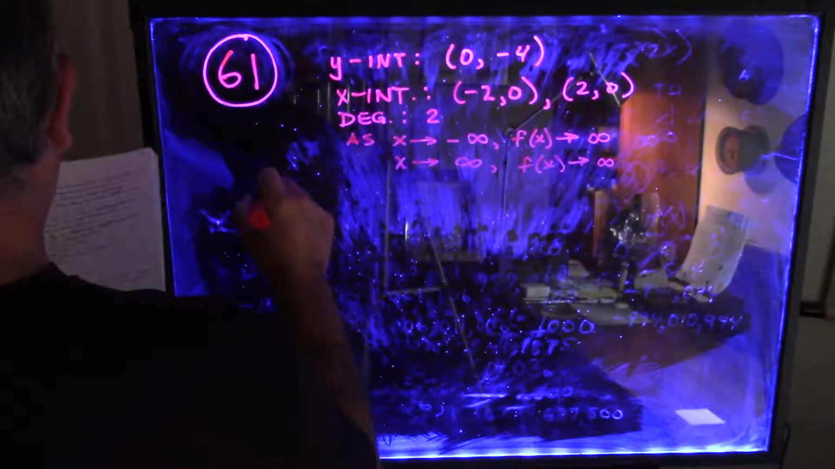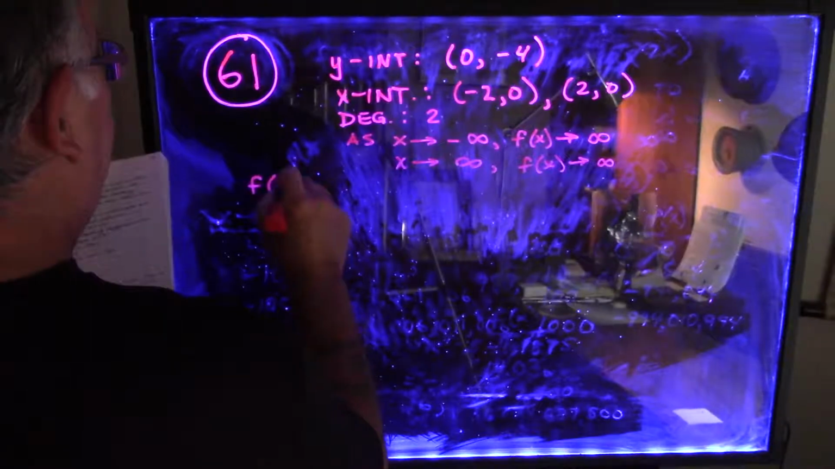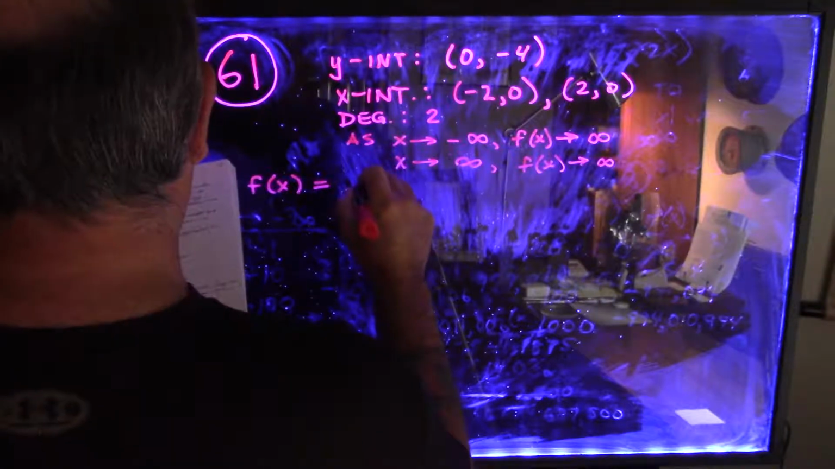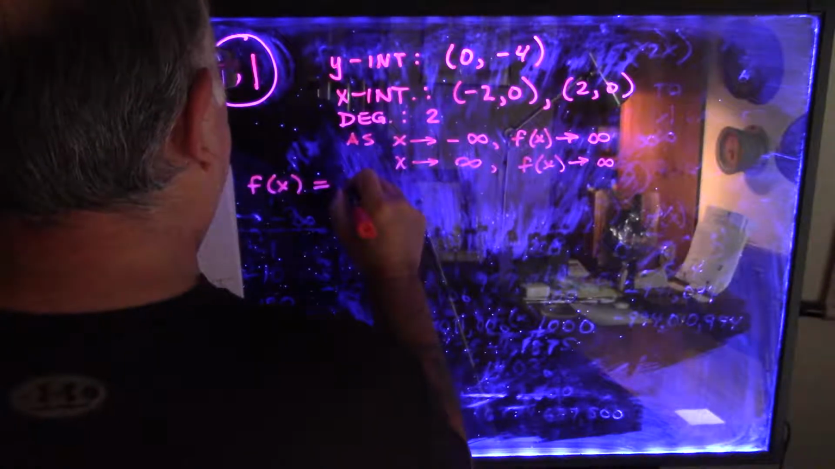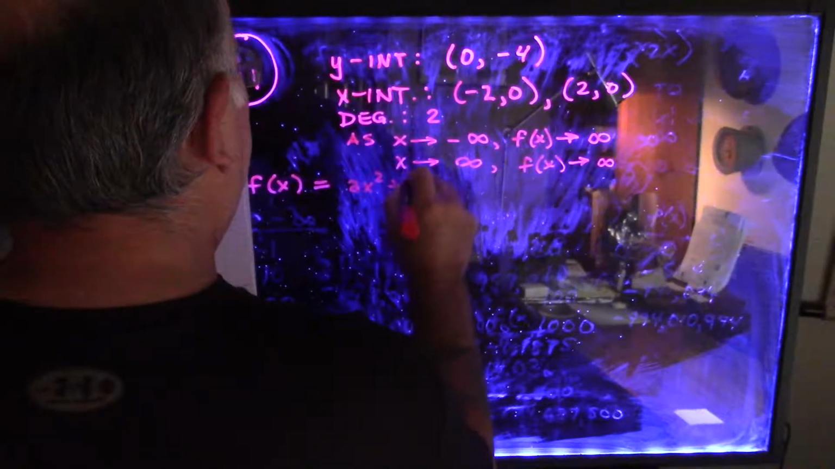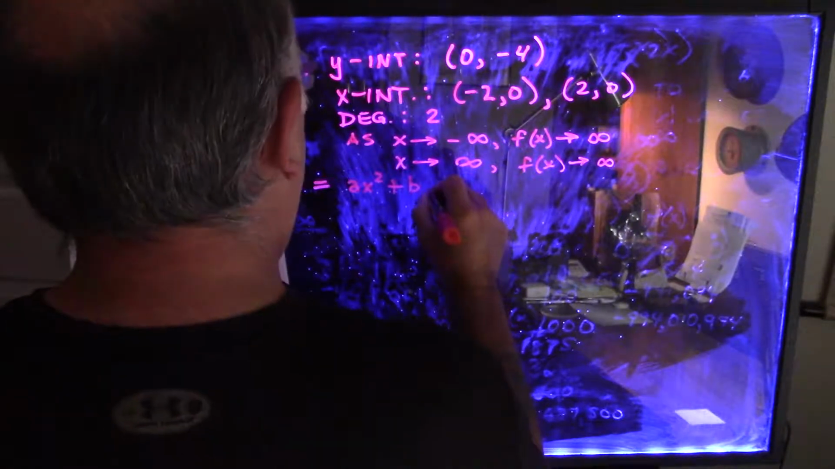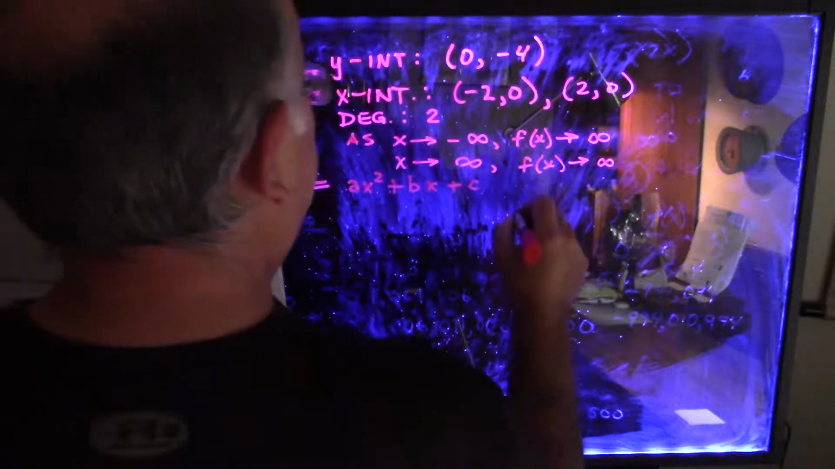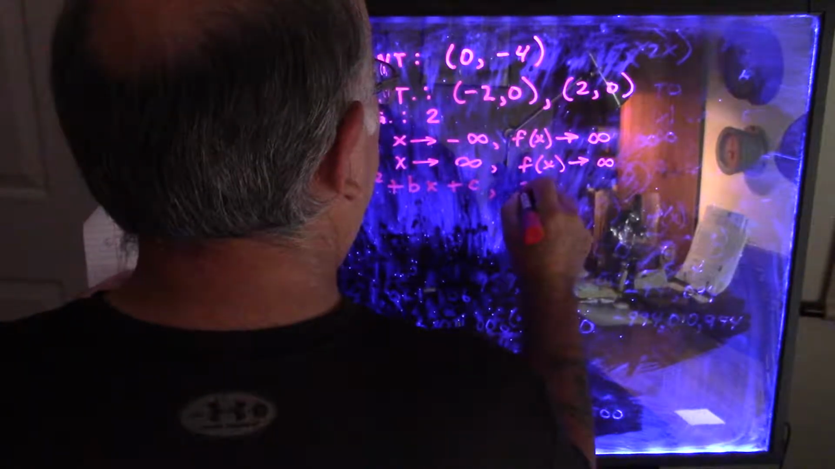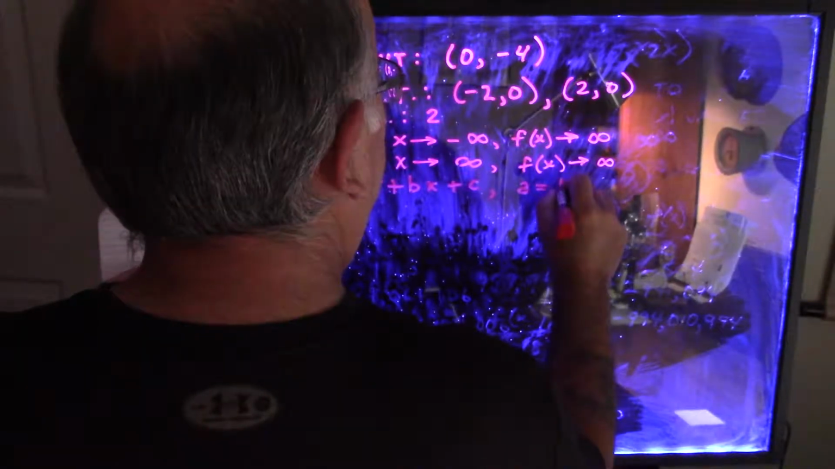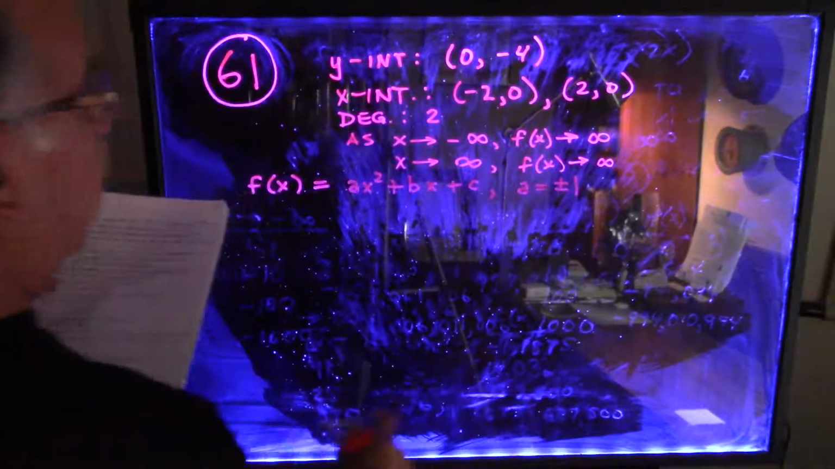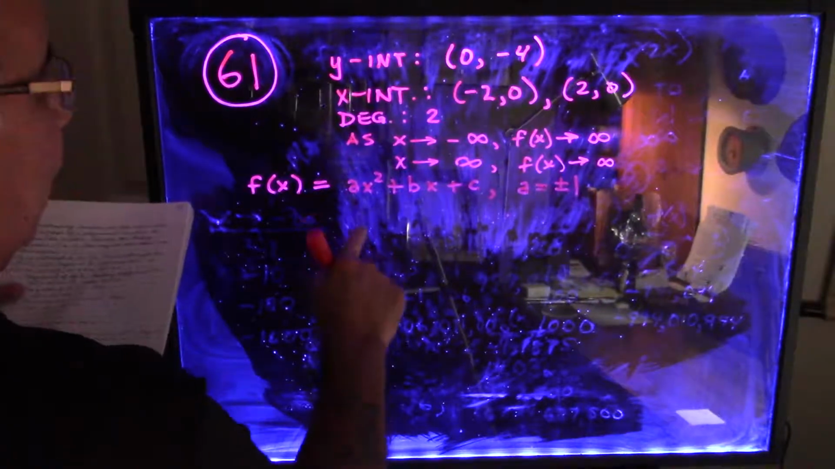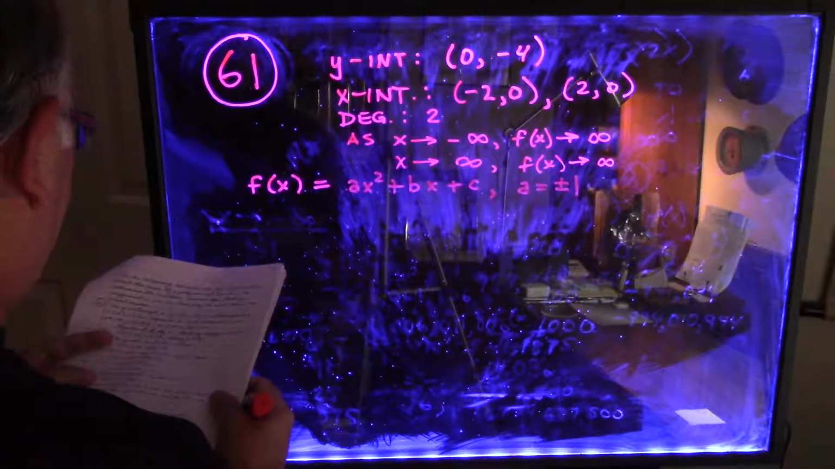So that means that f of x, so far, as we can determine, is equal to ax squared plus bx plus some constant, ax squared plus bx plus c. And we know that the leading coefficient is either 1 or -1, so a is the leading coefficient. A must be plus or minus 1. Alright? So this is a quadratic function of degree 2, and a is a leading coefficient plus or minus 1. That's what we know so far.